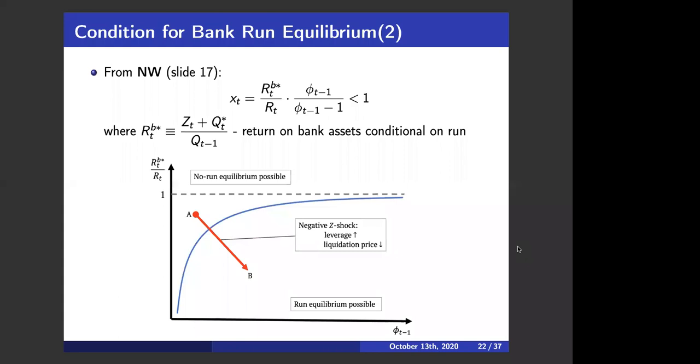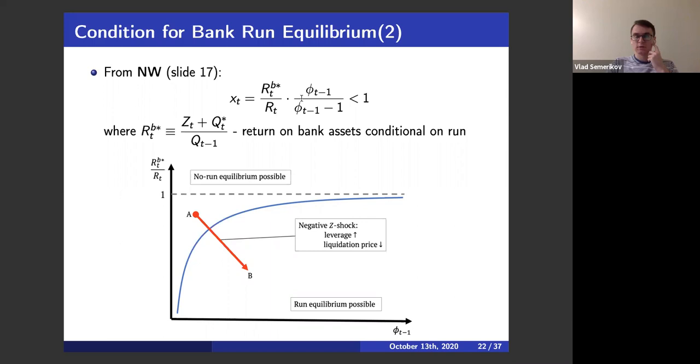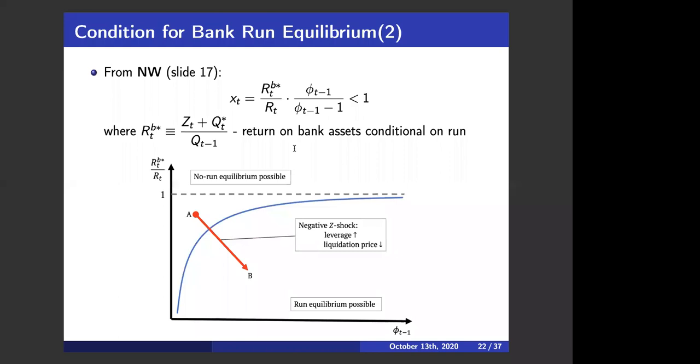Yes, Carlos? I have another question. Is it correct to understand XD as a dynamic cutoff in the model, in the sense that XD can give us a sense about the output of the model? Yeah, of course it is. It's not static because it varies with time depending on the leverage and the liquidation return on bank assets, of course. It varies with leverage, with phi, and with QT star, which, as I said in the very beginning, are two key variables that are going to determine whether XT is less than one, and therefore whether the bank run equilibrium is possible. Yeah. Thanks.